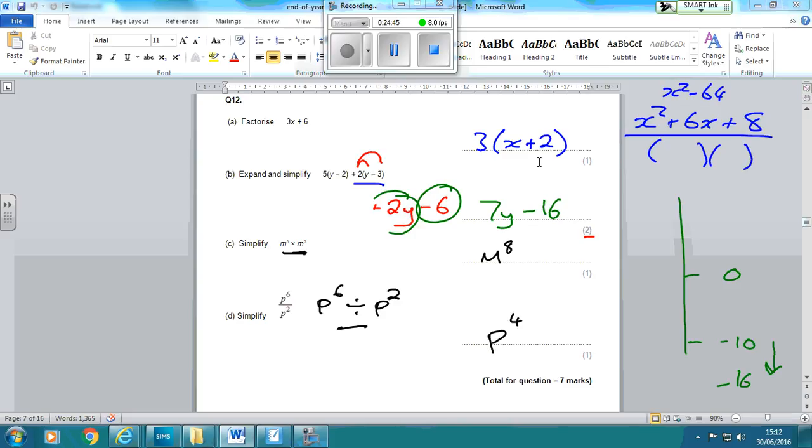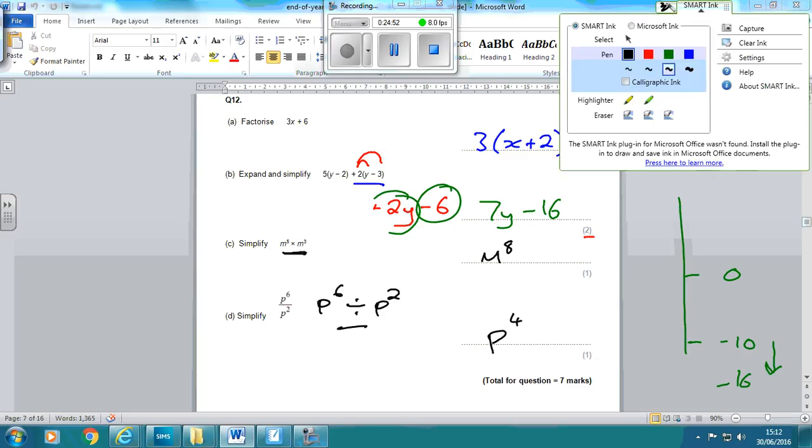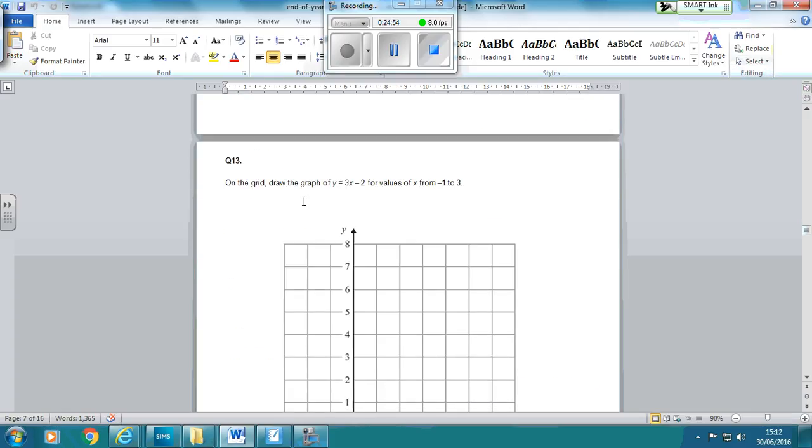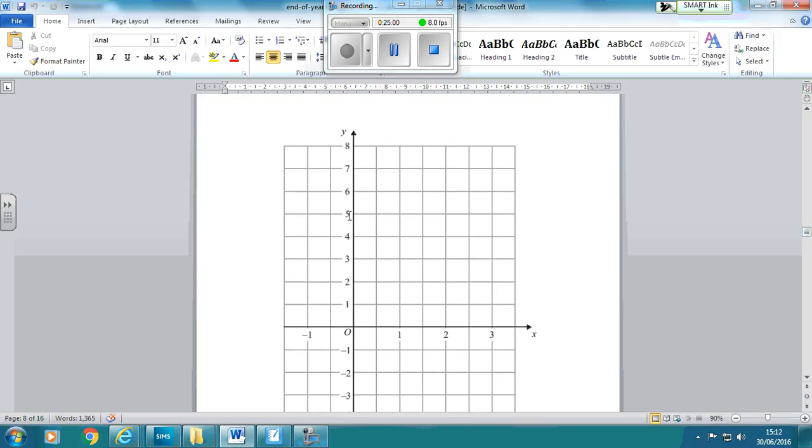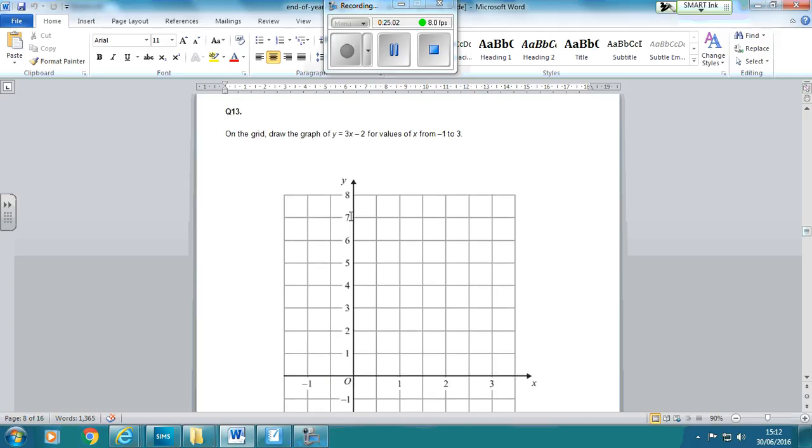Again, it's dead easy, it's just 1 mark, but all of these marks will add up. So it's important to try and commit those to memory. Okay, question 13. On the grid, draw the graph y equals 3x minus 2. Now this is worth 3 marks. So again, these questions are worth a fair few marks.